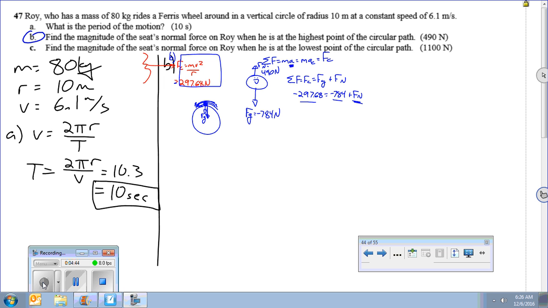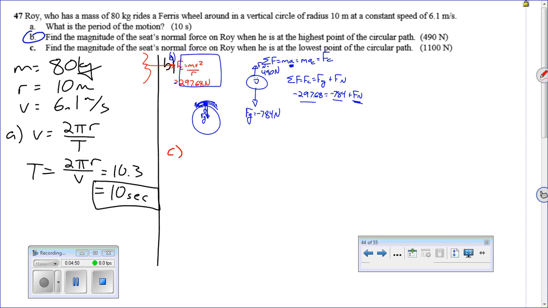Okay, so now when we do part C, let's see, we can do this one in red. How about, so when we do part C, now we're down here, so here's our circle. Gravity's pulling down, but our net force, our centripetal force, has to be upward, right? Oops, sorry, this is supposed to be force of gravity down here. Our centripetal force has to be upward to stop the downward motion and begin the upward motion, okay?